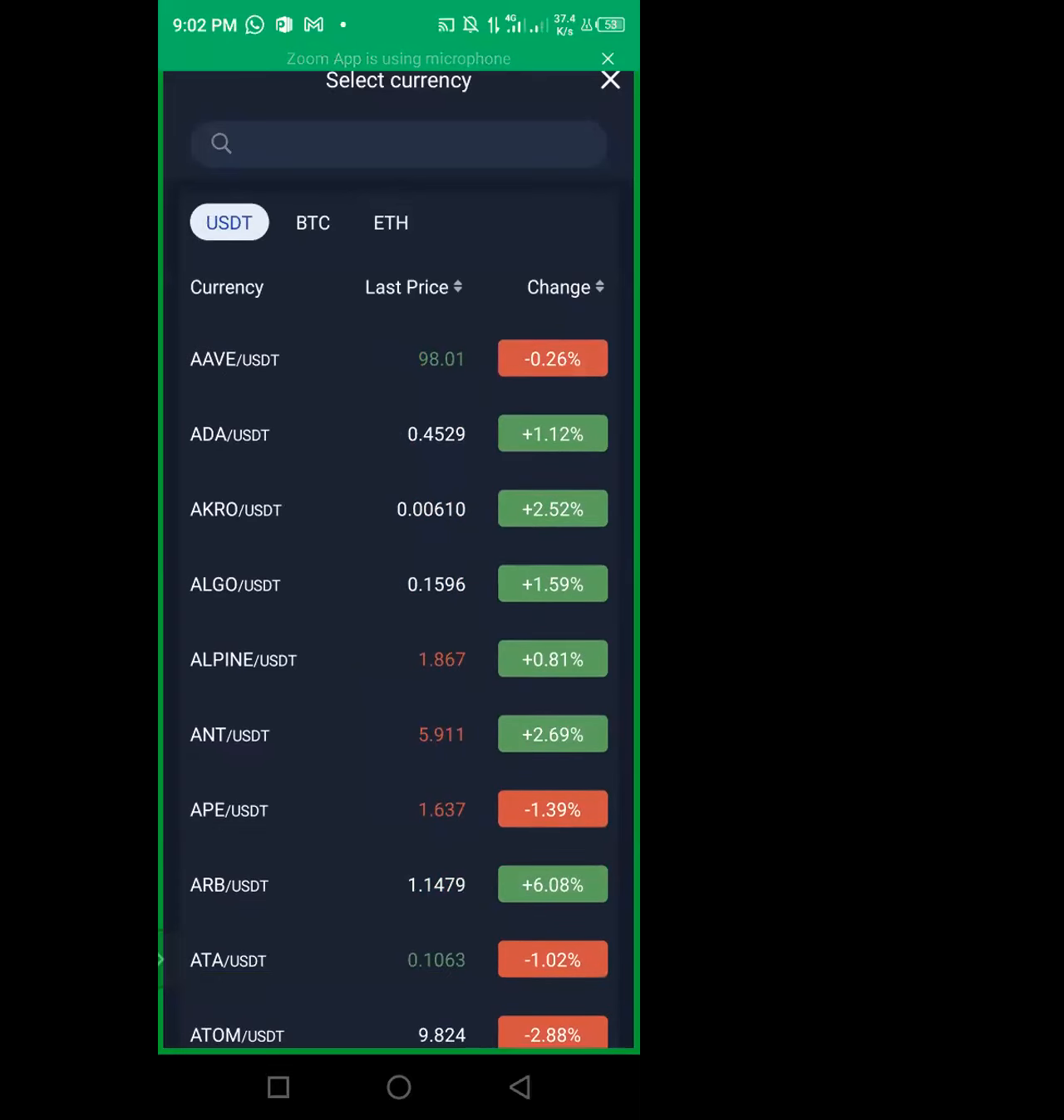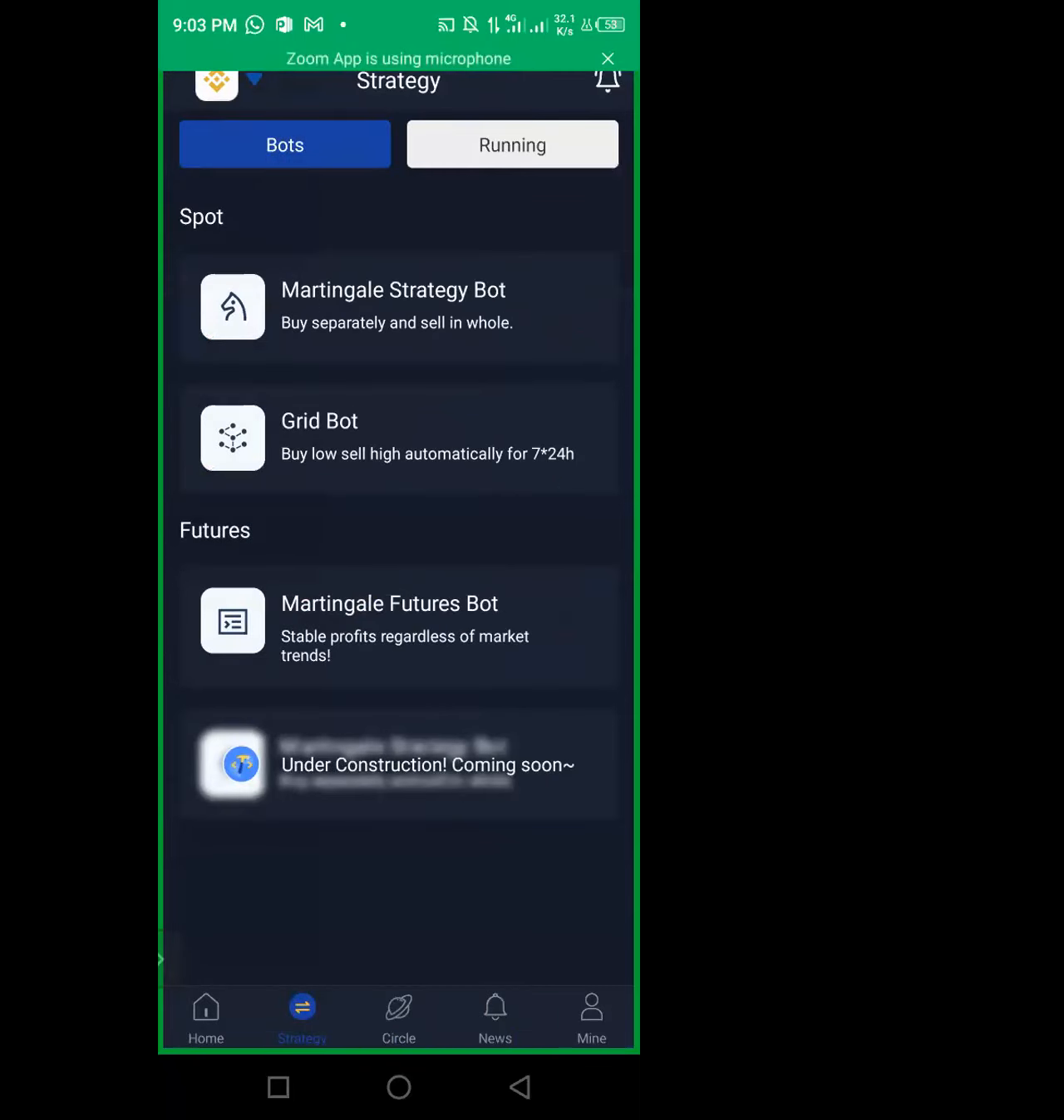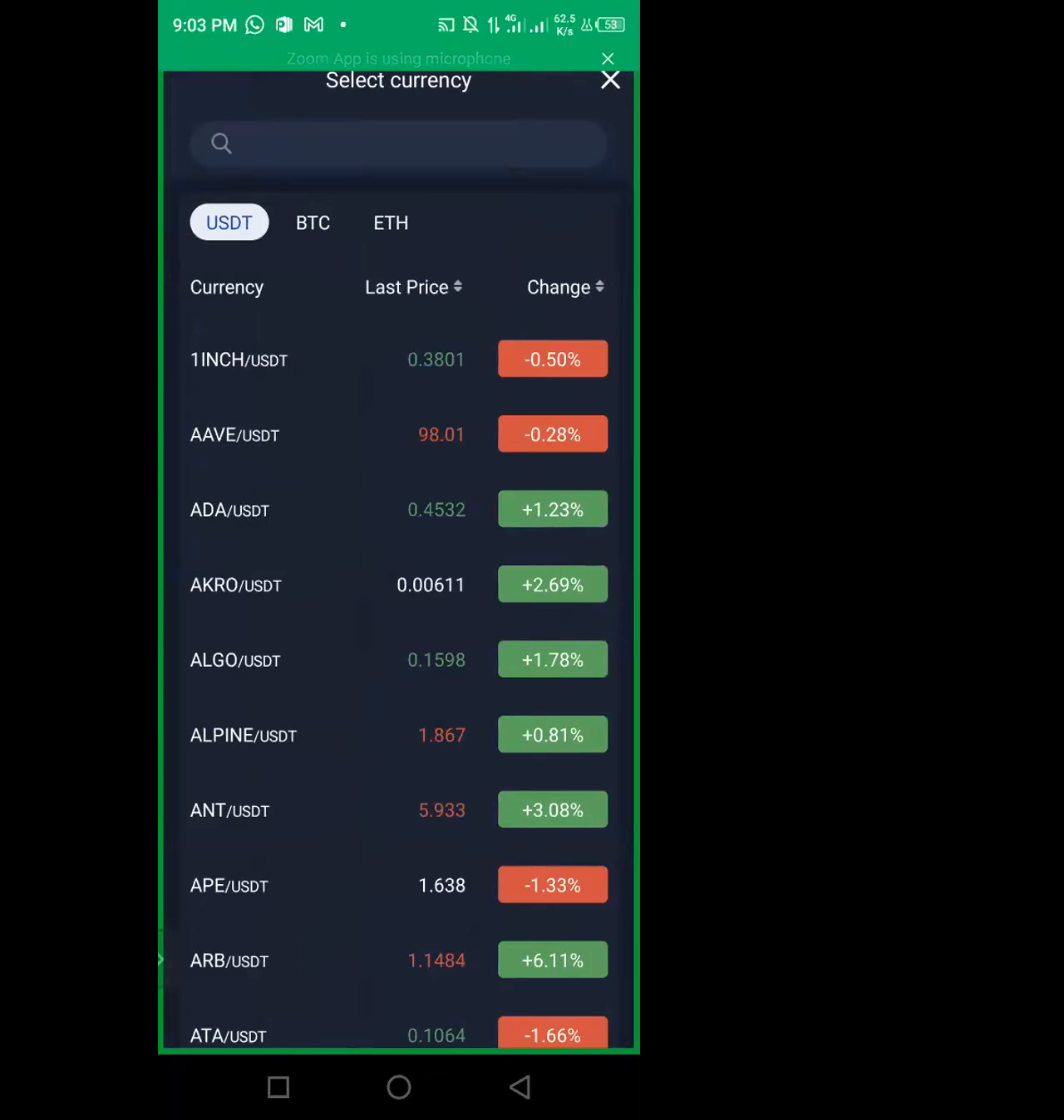So for instance, today's Zoom is about the features of Royalq. Someone asked me during the last Zoom about the new features Royalq added. So let me pick, for instance, Aave. So this is the coin. Before we go to the new features that were added, let me explain. At the top of this place, this arrow here is to go out. You understand? So let's go back in again. Let's select the Aave.